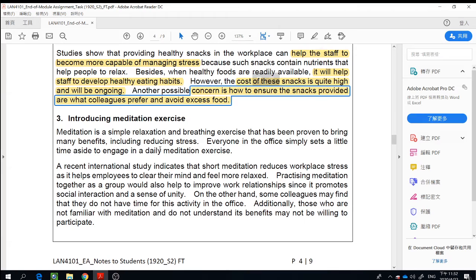The third one is to introduce meditation exercise. What is meditation? It's some kind of yoga. All right, you just sit there and then you think about nothing. Okay, some kind of meditation. This is a simple relaxation and breathing exercise. All right, this is the explanation of it. What are the benefits? How to do it? You should set a little time aside. All right, this is how you do it.